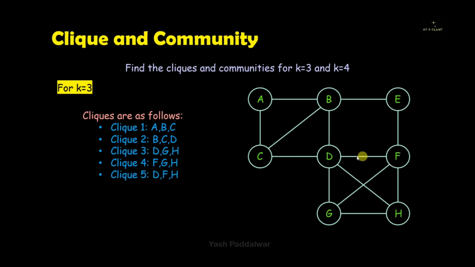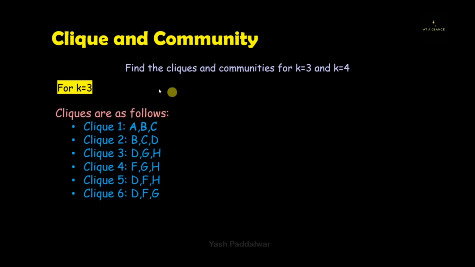Again we have one more clique. If you carefully observe, the clique is of the nodes E, F and G. So here we have the sixth clique. Apart from this, is there any other clique? Just have a look at the entire graph. You can see that there is no other clique in this particular graph. So these are the 6 cliques which are formed with the help of k equals to 3 nodes from the entire graph. Now it's time to form the communities with the help of these cliques.